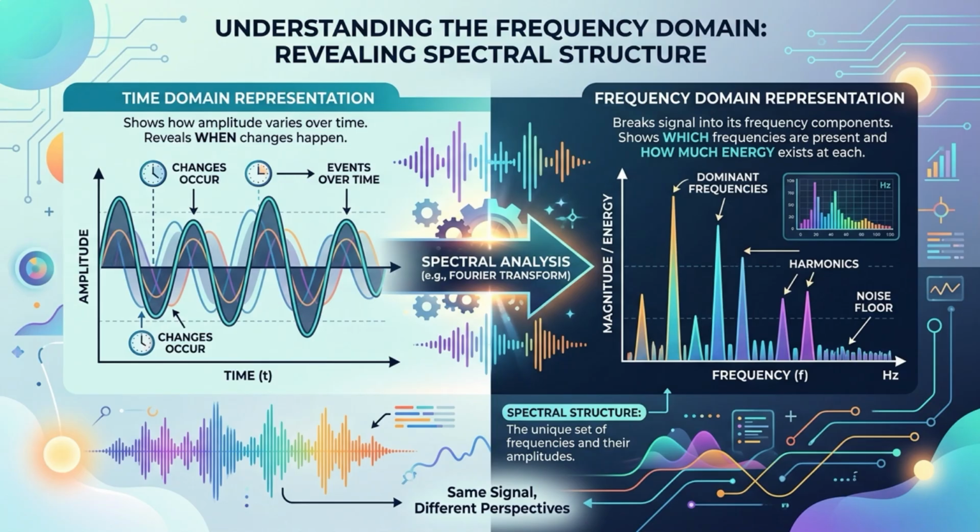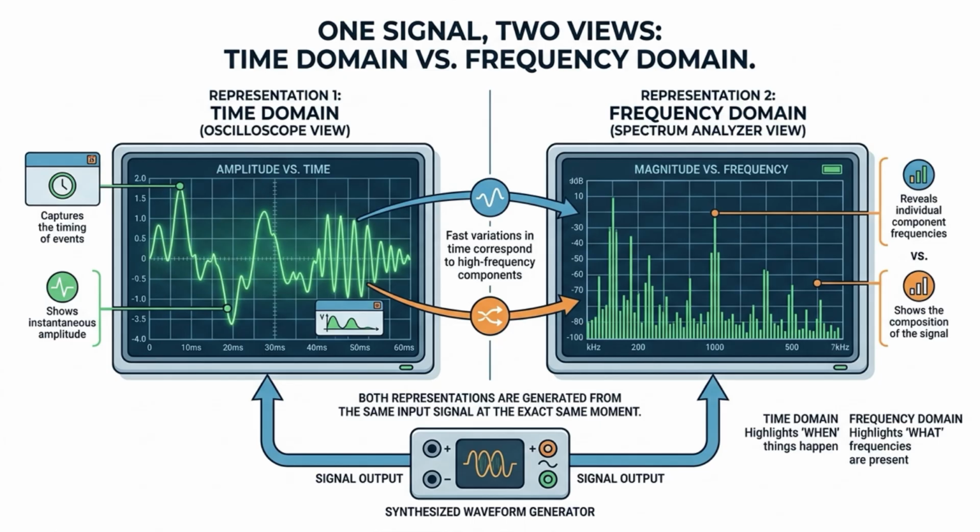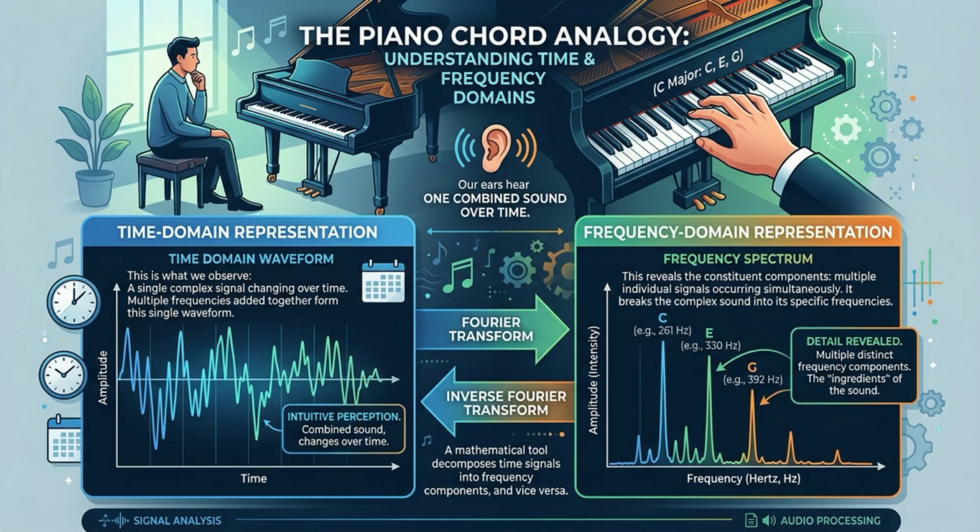The frequency domain represents the same signal in terms of its frequency components. Instead of showing when changes occur, it shows which frequencies are present and how much energy exists at each frequency. This view reveals the spectral structure of the signal. Although these two representations look very different, they describe exactly the same physical signal. They are simply different perspectives that highlight different aspects of the signal's behavior.